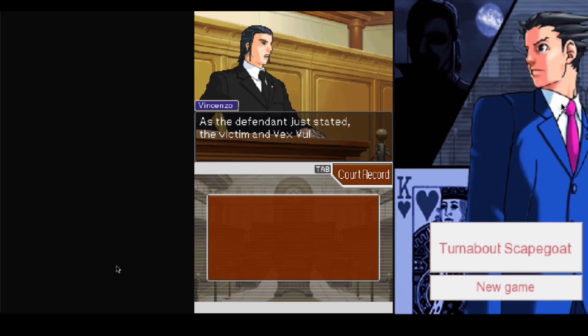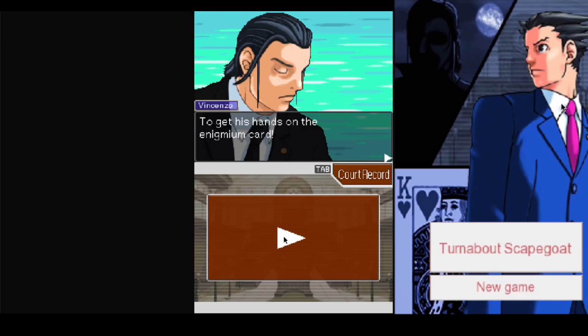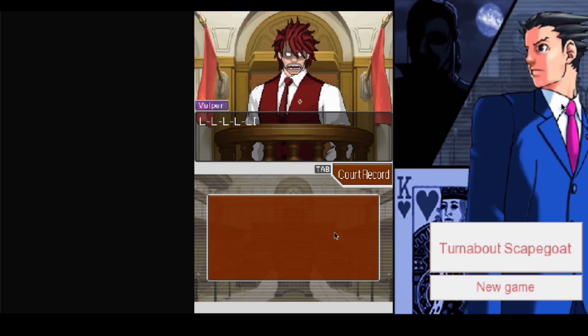As the defendant just stated, the victim and Vex Vulper are indeed stepbrothers. He also explained a motive. Vex Vulper previously tried to obtain the enigmium card, but failed when Crane ran away to live in Neville. He must have somehow got word that meeting on Verglass Bridge was to take place, so he hid himself there and killed his own stepbrother for his own selfish purpose, to get his hands on the enigmium card.